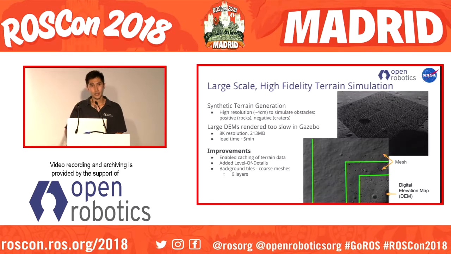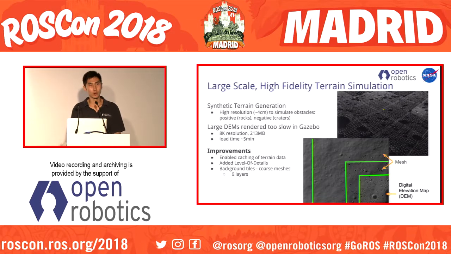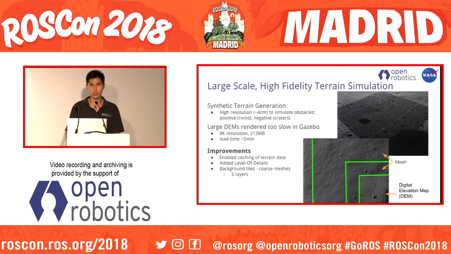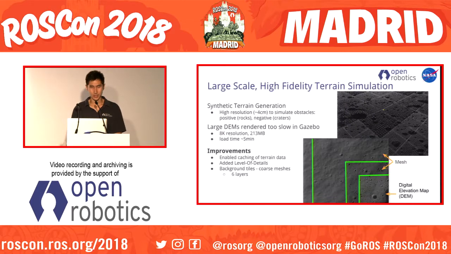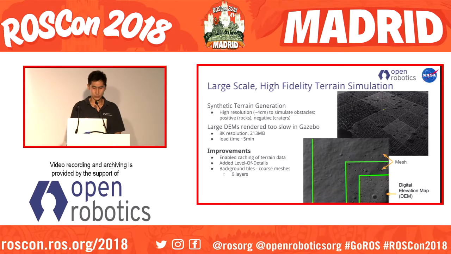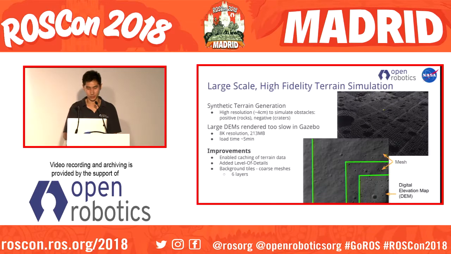So early on in the project, we were given a very high-resolution terrain file, in the form of digital elevation maps, a format that's already supported by Gazebo. What the engineers and scientists at NASA did was take the actual lunar DEM file, artificially increase its resolution, and then insert rocks and craters to make it as close as possible to the actual site that we're simulating.